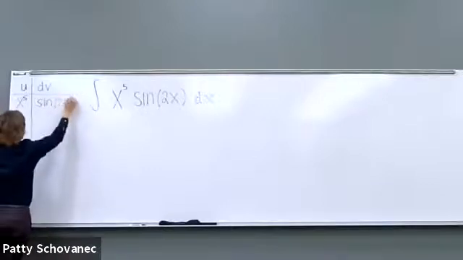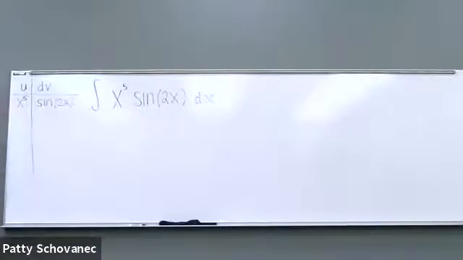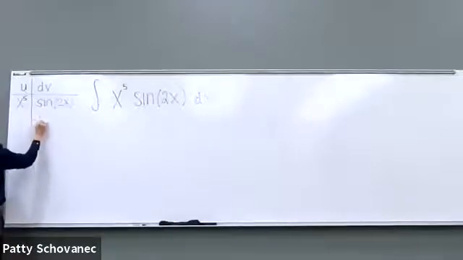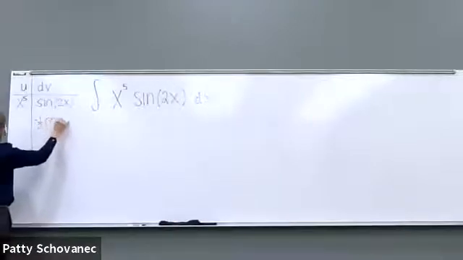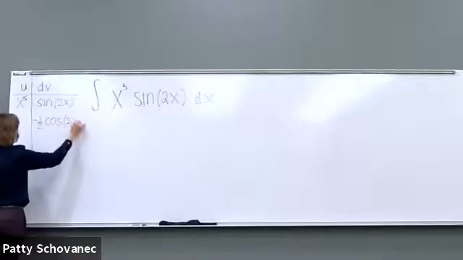But tell me, what's the antiderivative of sine of 2x? Going to have a 1/2 out front, right? So it's going to be a negative 1/2 cosine of 2x. Every time you take an antiderivative, you get another factor of a half.